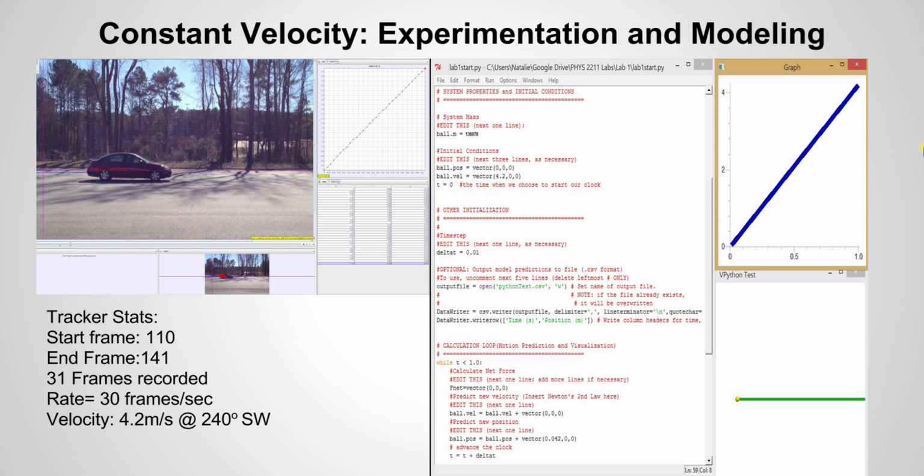After mapping 1 second of my car's motion in Tracker, I found the plotted data on a position versus time graph was very linear, a sign of constant velocity. I then took the average velocity of my car during that second, 4.2 meters per second, and made a computer model in Python of a point mass traveling at constant velocity at 4.2 meters per second for 1 second. Because I made the time step on the data calculation loop 0.01 seconds, it gave me 100 data points, making it a very accurate measuring tool.